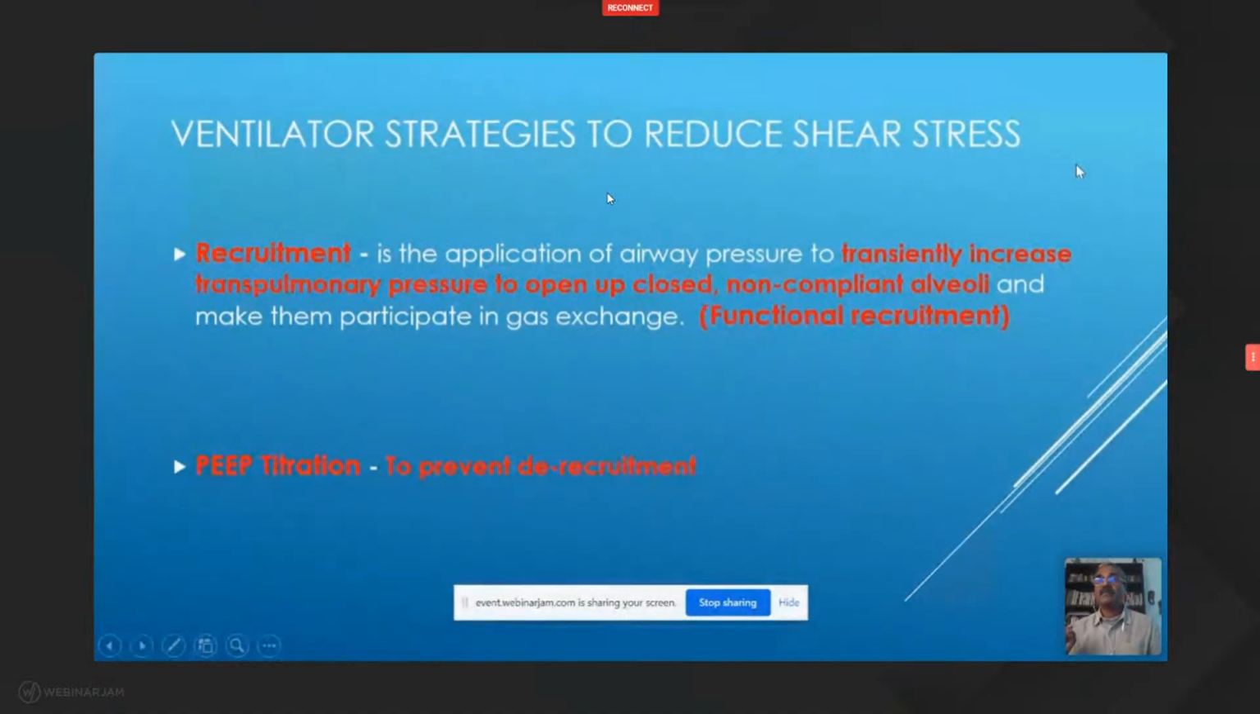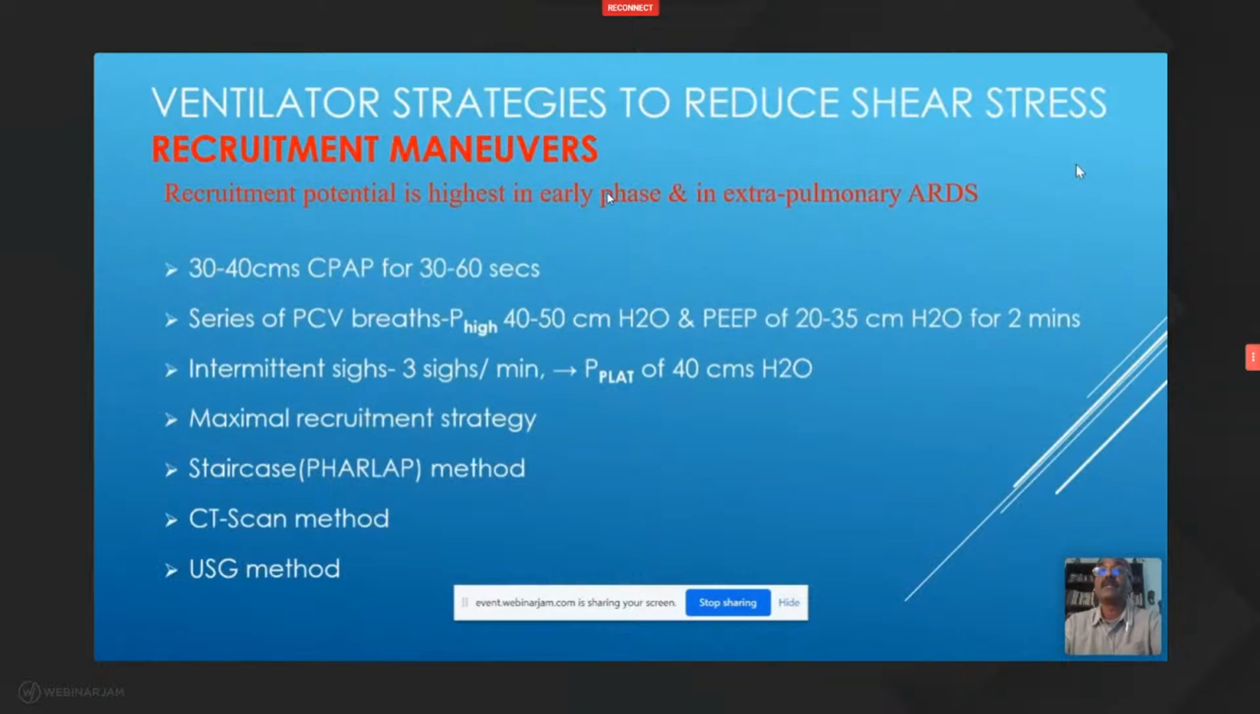To tell you honestly, in the whole COVID pandemic, I've used recruitment maneuvers only in that one patient where I used a PEEP of 16. Other than that, most patients, I have been scared of using it, because most of them do not have the real classical ARDS that I have treated. Then once you have recruited the alveoli, you have to titrate the PEEP to stop de-recruitment.